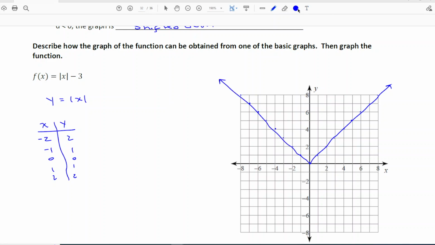Okay. Then what are we going to do? Well, we are going to look at the fact that this is a minus 3. So this is going to be a vertical translation, or we can just call it shift it down 3 by subtracting 3 from the y value.